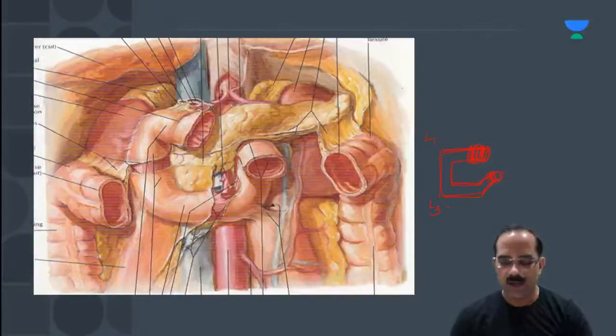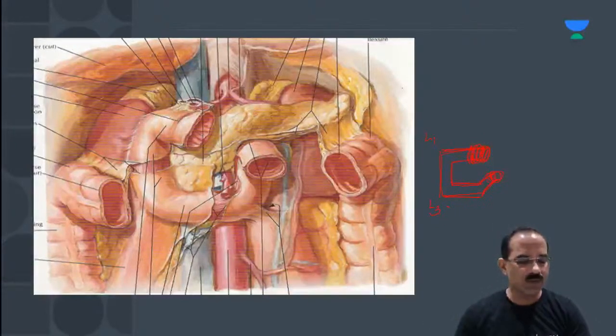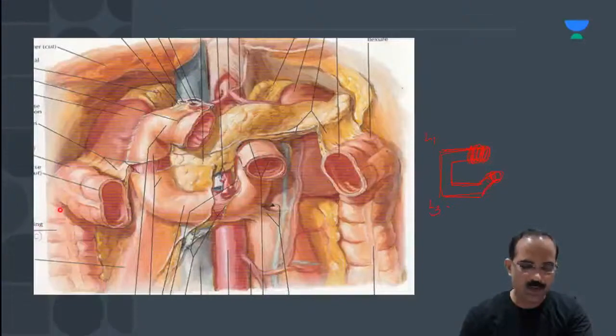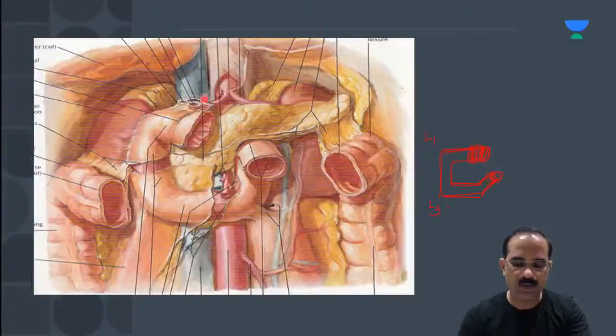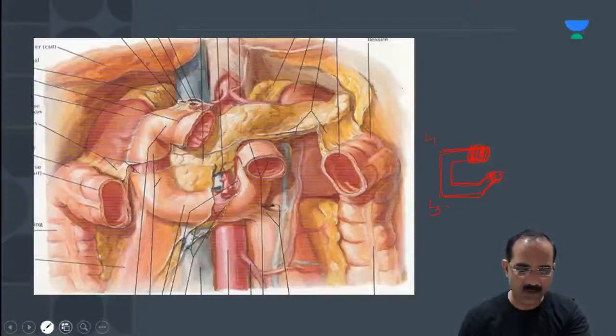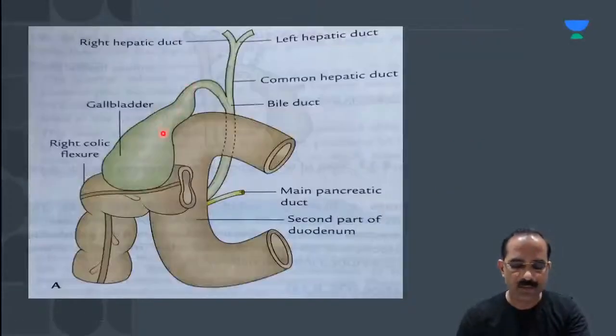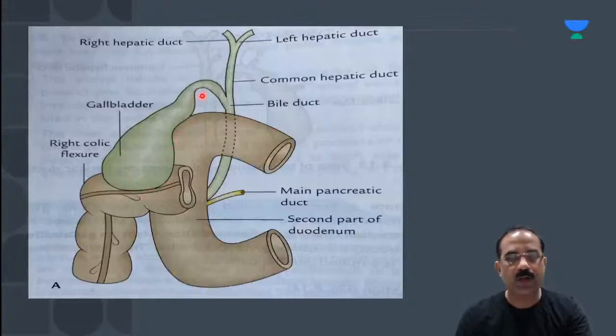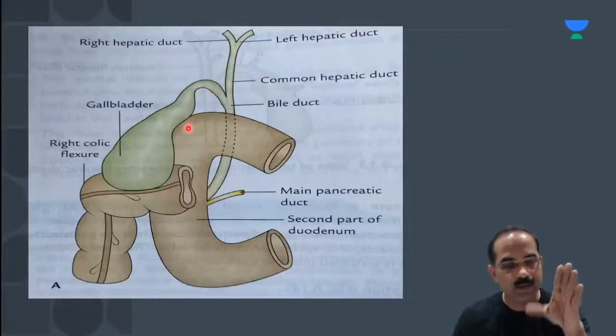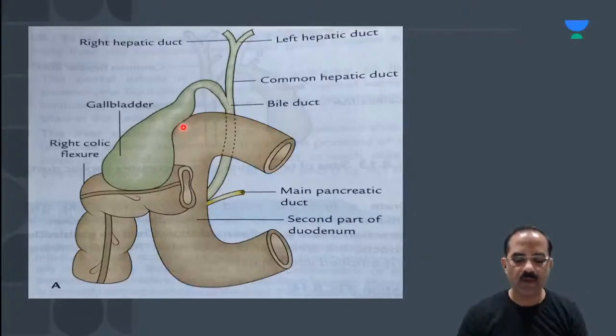Fine, students. Now starting with the relations of the duodenum, just understand these relations. The first part of the duodenum is 5 centimeters in length, and it is anteriorly related to what? Look at this, that's the gallbladder. Which part of the gallbladder gets related to the first part? The body of the gallbladder.